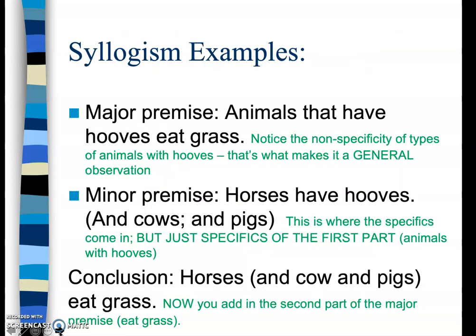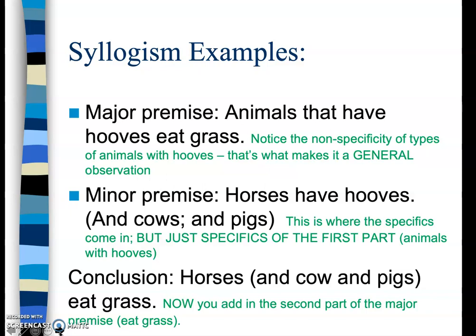So here's some examples of a syllogism. We start with that major premise: animals that have hooves eat grass. Notice that it's not specific, so it doesn't tell us what types of animals. It's a general observation, so we're trying to keep it as non-specific as possible. Animals that have hooves eat grass.